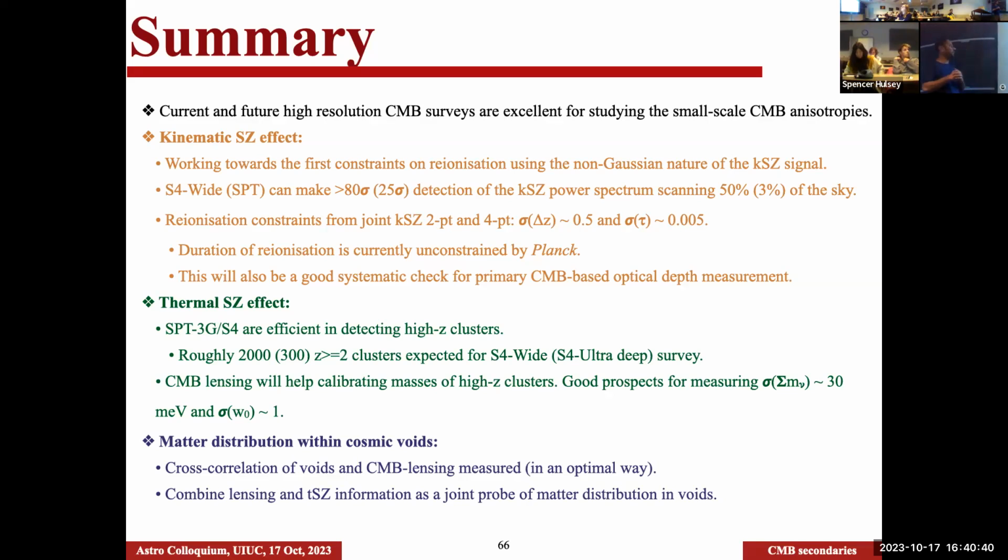And for thermal SZ, with SPD and with CMB-S4, we can detect a lot of high redshift clusters. Using that, we can constrain both astrophysics and cosmology. For example, the sum of neutrino masses could be a 2.5 to 3 sigma detection, and then sigma W can be roughly 1% or some percent low. And yeah, I'll stop there and take more questions. Thanks, everyone.